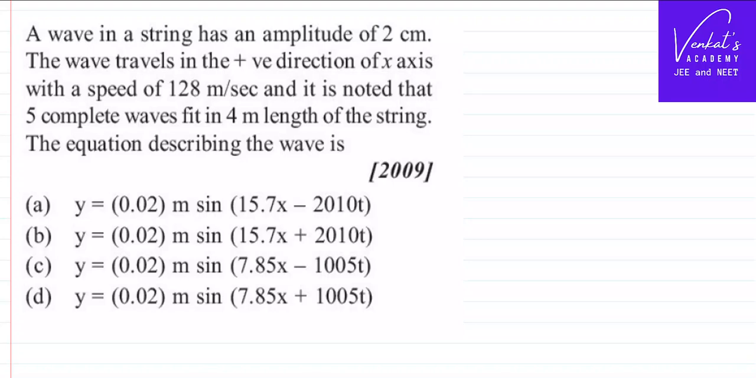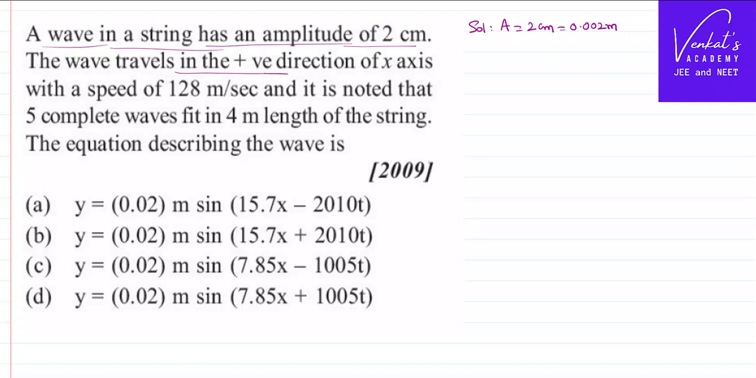Here in this video, we are solving a problem from the chapter waves. The problem is like this. A wave is in a string having an amplitude of 2 centimeters. So let us take down the data that is available for us. Amplitude is given as 2 centimeters. You can convert that into meters as 0.02 meter in SI system.